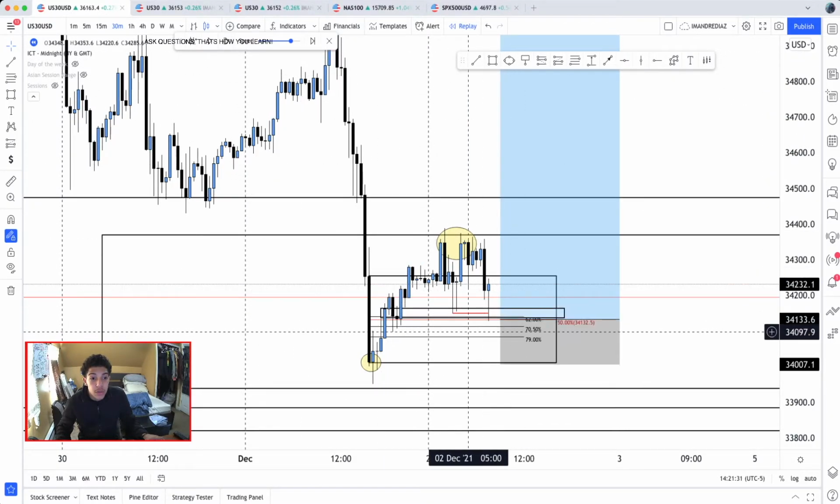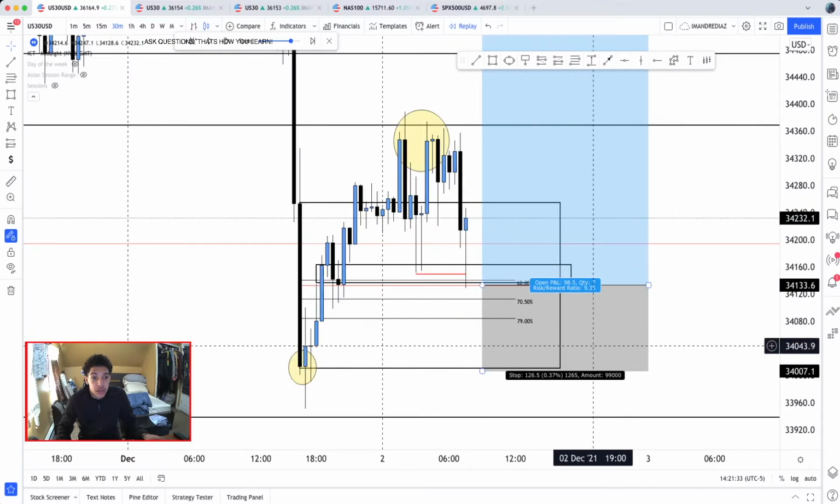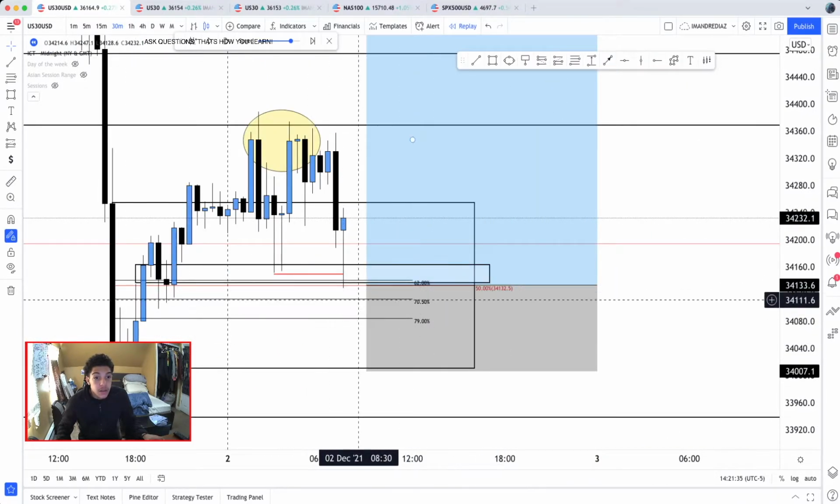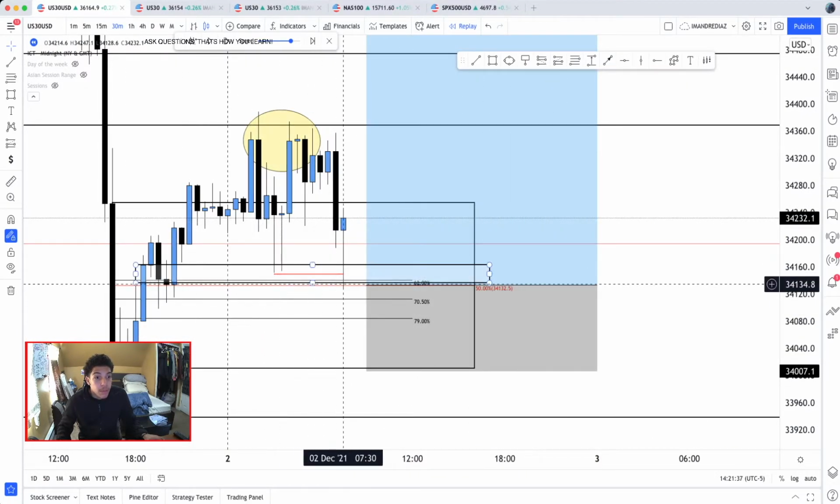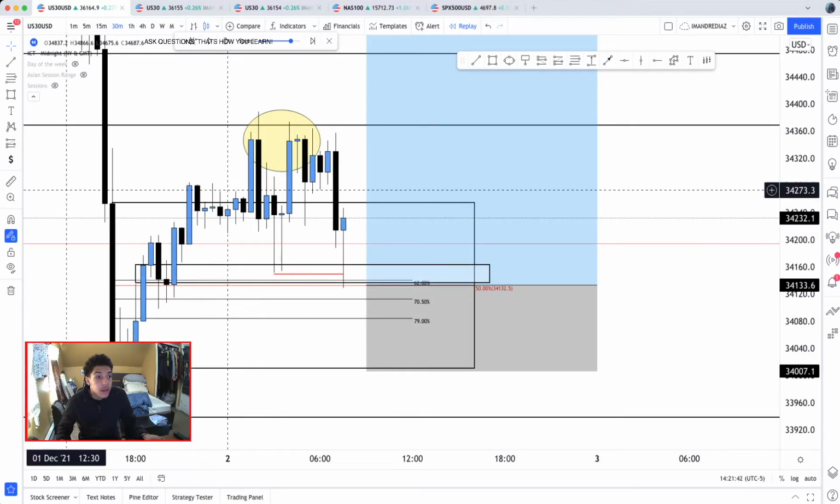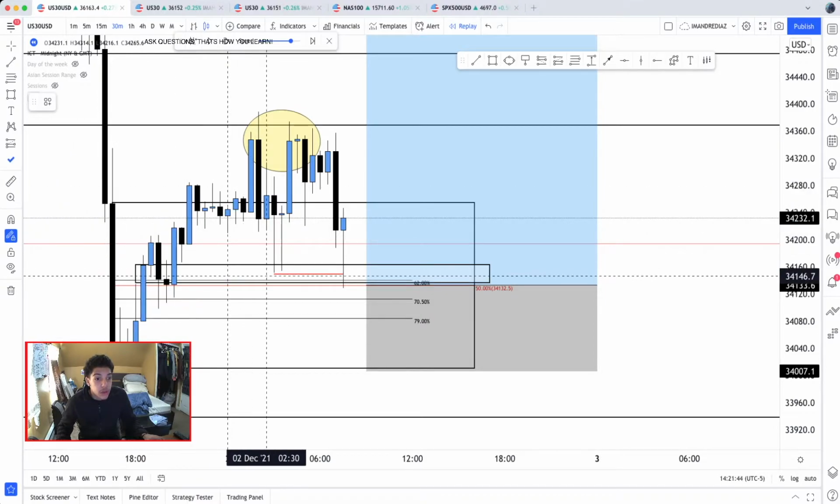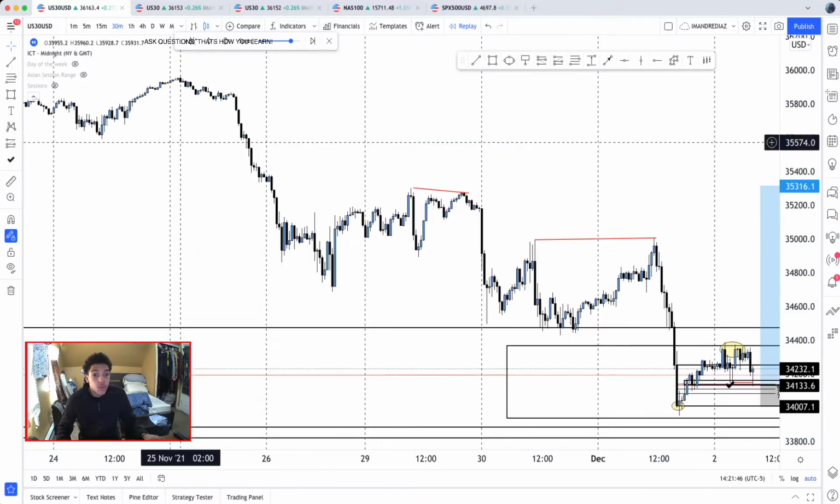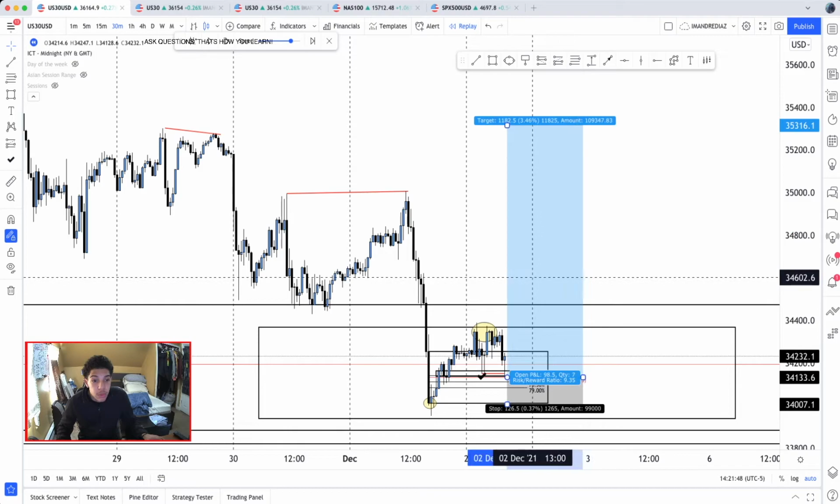Price trades into it, and pay attention to how it rejected. Came to the 62%, came right below this 1 hour order block, but never closed below. And from here, price started to move higher after doing what? Clearing these lows to the left. And now we're already in profit on this potential trade that we would have been taking.